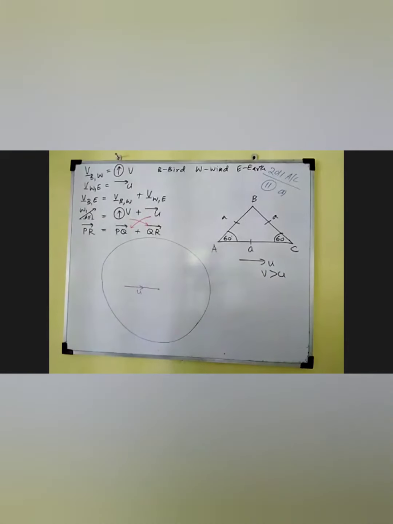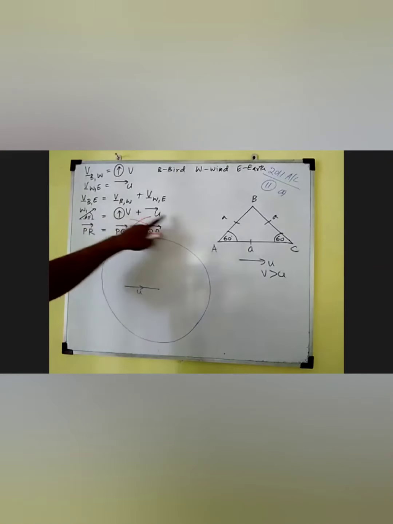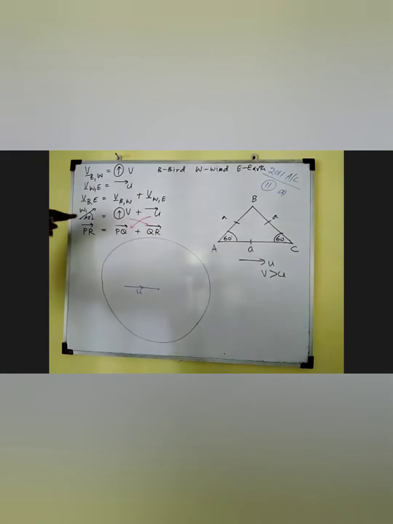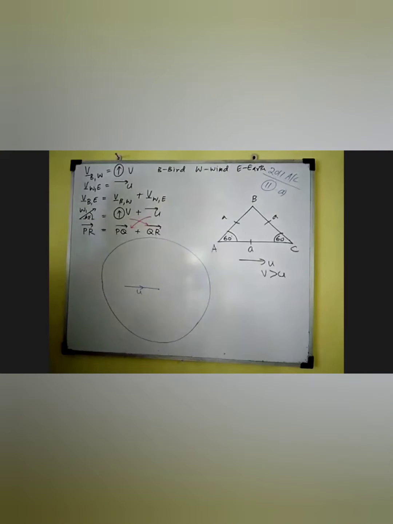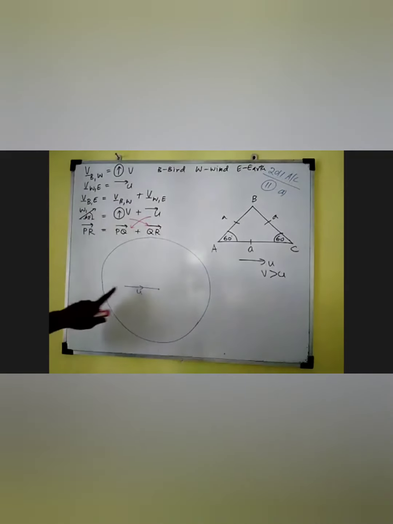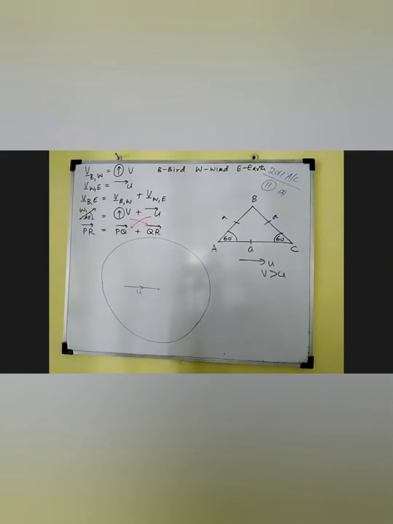Now, second vector still we can't draw, but I can draw the resultant. I can draw the resultant of these two. The result is 60 degrees north of east, 60 degrees horizontal. Then that vector is drawn starting from this point, finishing at any circumference point on the circle.